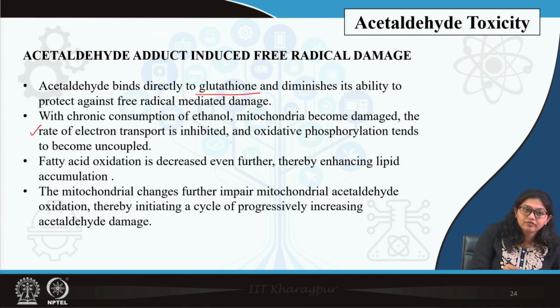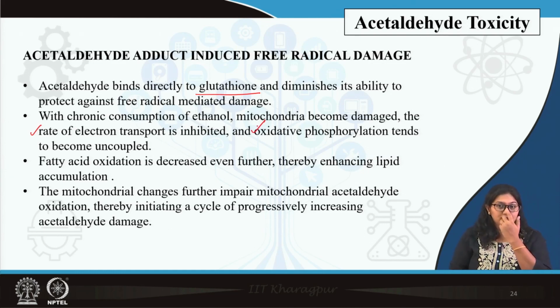Function in terms of rate of electron transport is hampered, oxidative phosphorylation is hampered, and there is uncoupling of oxidative phosphorylation causing heat release. So, these are the effects over mitochondria. Now, again, fatty acid oxidation occurs inside mitochondria. So, whenever mitochondrial function is hampered, fatty acid oxidation will also be hampered. It will cause more lipid accumulation. So, basically this toxicity is occurring in a cycle.